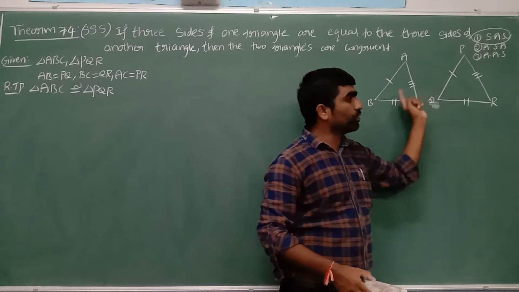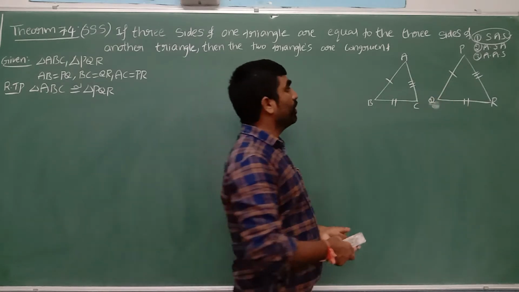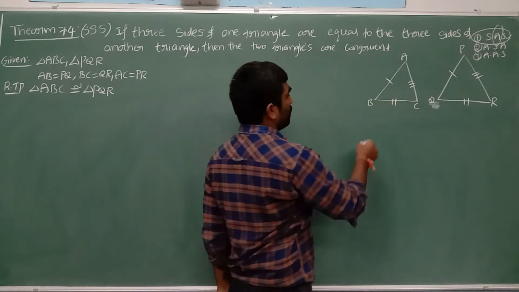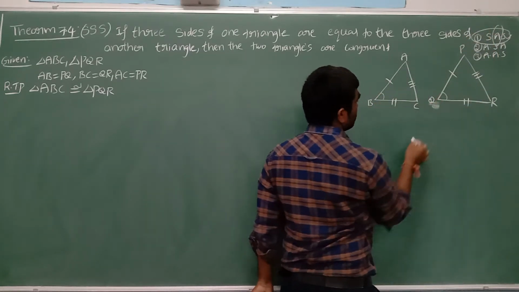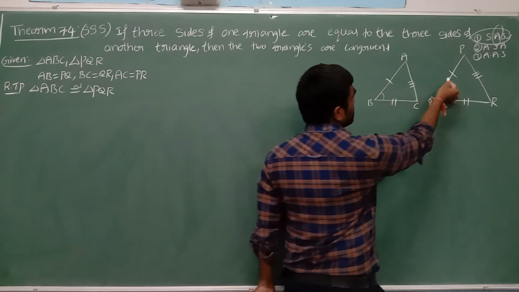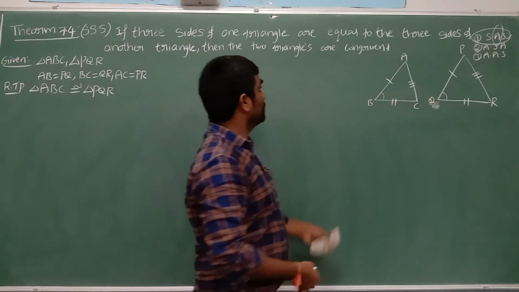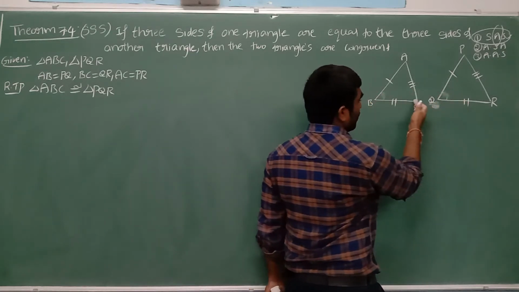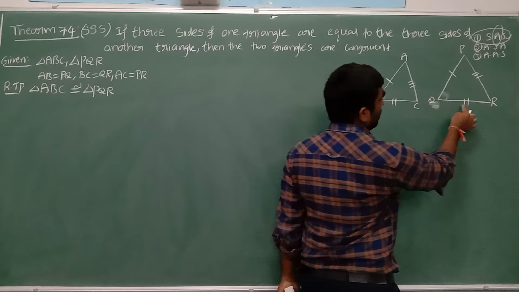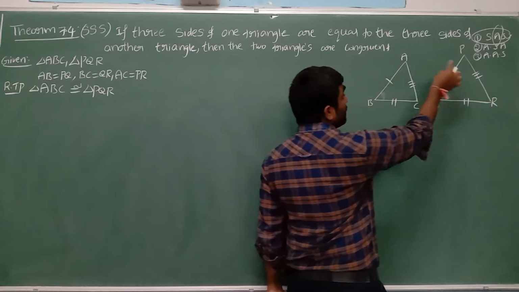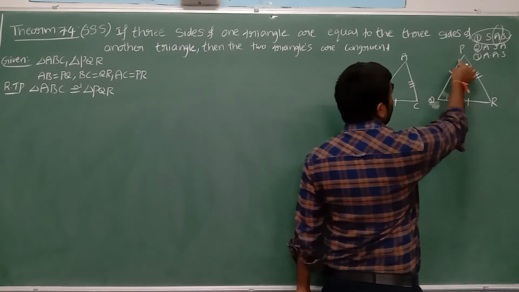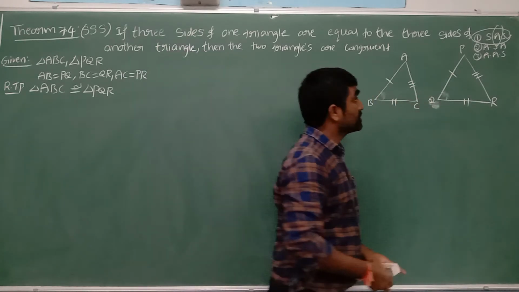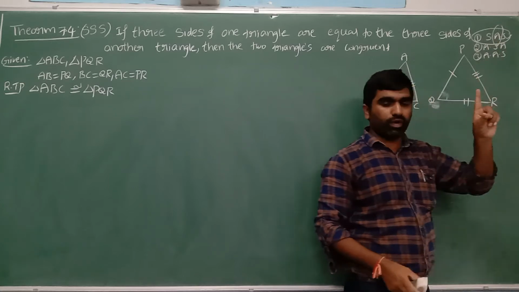Already we can see two sides are equal. Still we have to prove one angle is equal, the included angle. Suppose I prove angle B is equal to angle Q, yes, by side angle side they are congruent. They are asking to prove congruent only. Instead of that, suppose I prove angle C equal to angle R, side angle side. If I prove angle A is equal to angle P, side angle side, they are congruent. To make them congruent, we still need to prove one angle is equal.